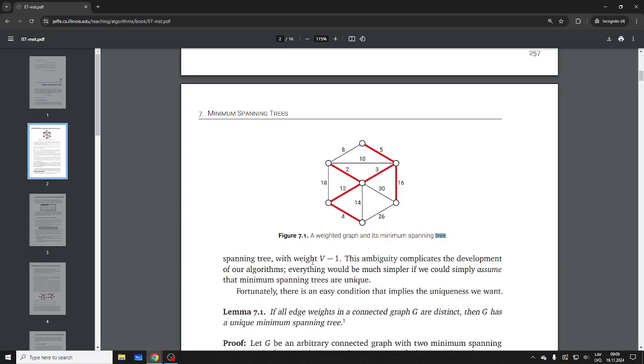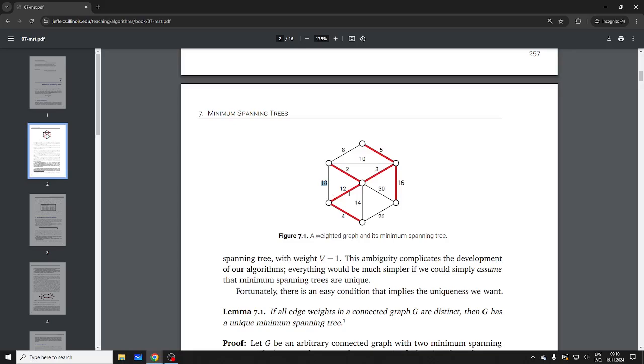The book, which you can use for learning, says that there's some ambiguity: there's no guarantee of a unique solution. Because imagine if there are same-cost edges, you will not know which one to use. It will lead to multiple solutions. If instead of 18 this was 2, right here, you could switch them around and keep the solution. It will still work.